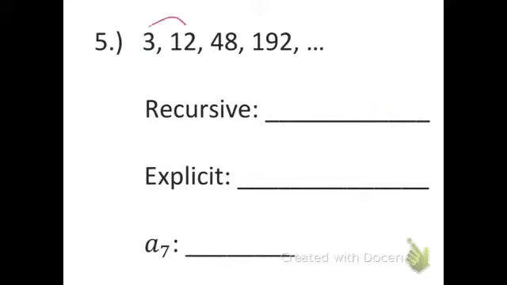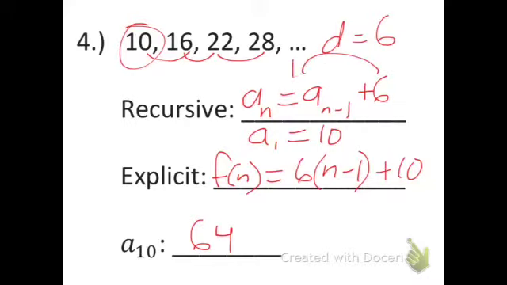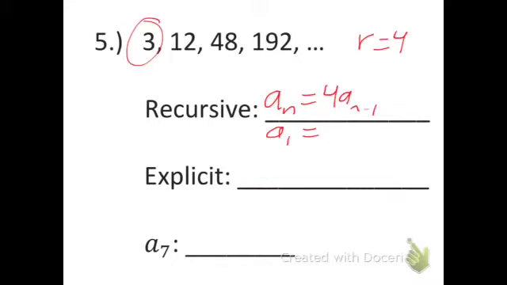5, this has a pattern of timesing by 4 every time, and so I have a common ratio of 4, an initial value of 3. I'm ready to write my recursive and explicit functions. A sub n equals, you can either do 4 times a sub n minus 1, or a sub n minus 1 times 4. You can put it before or after, because in multiplication you can go either way. And same with this previous one, I could have done 6 in front, but I didn't. And don't forget to put your initial value down in a separate equation. A sub 1 equals 3.